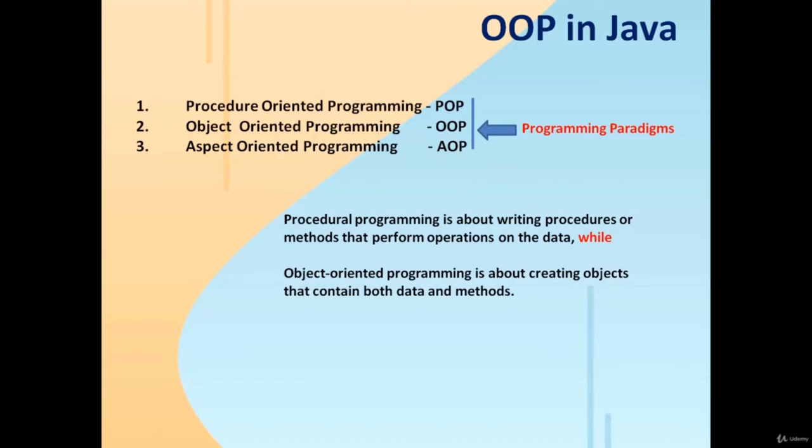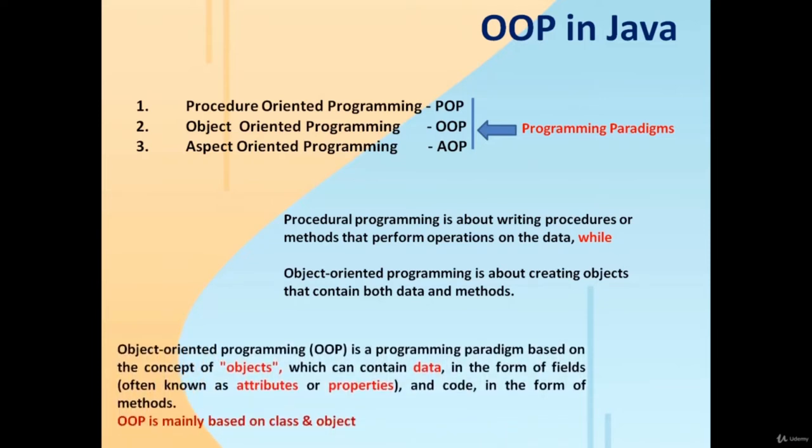If you consider the C programming language, when you write a C program, that C program may have global variables. Those global variables can be accessed by all the functions, because data is separate and functions are separate. So that data can be accessed by all the functions. There is no security for data, and so many lines of code you need to write.